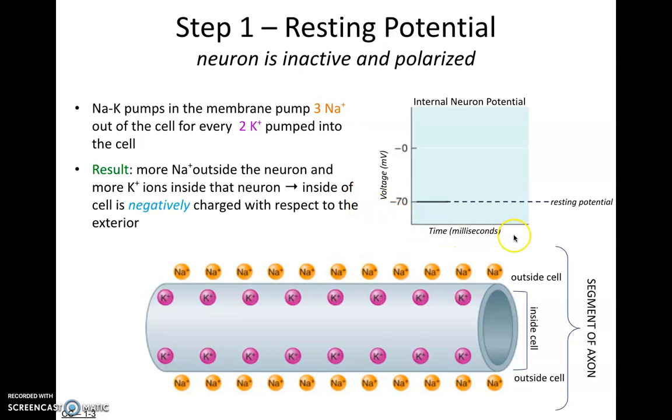And then we have time across our x-axis. Down here, we're showing a segment of an axon. So it's a very long tube. Outside of the cell is out in this space.